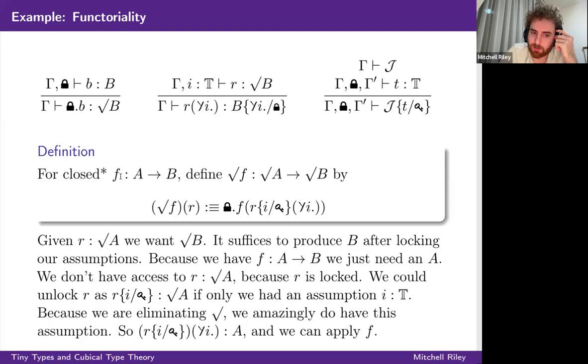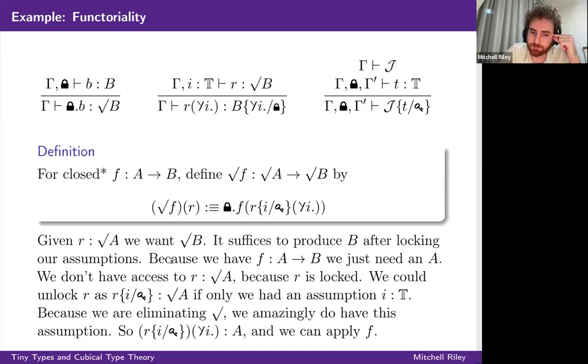We're going to start with just a function from A to B, and we want to define root A to root B. So this is just an ordinary function, so we'll assume that we have an element of root A, and we're going to try and get root B. What the introduction rule says is that if we want root B, it's going to be enough to produce an element of B after we lock all of our assumptions. In particular, the root A that we started with is now locked.